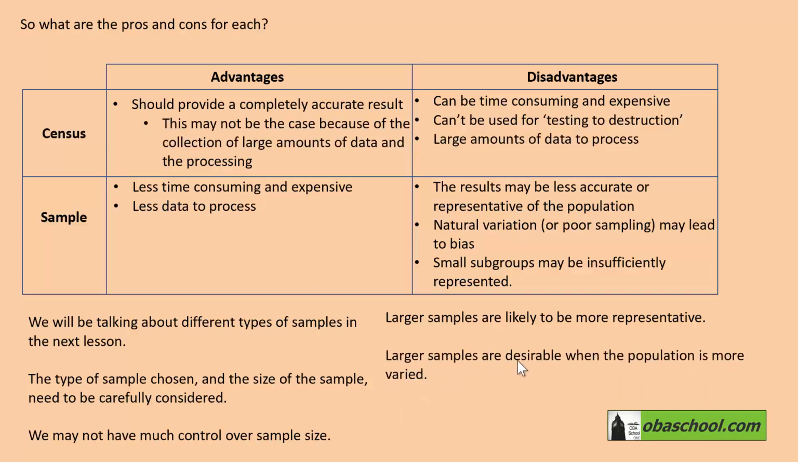Larger samples are desirable when the population is more varied. And we mentioned that here. We don't want certain subgroups to be unrepresented in our samples.